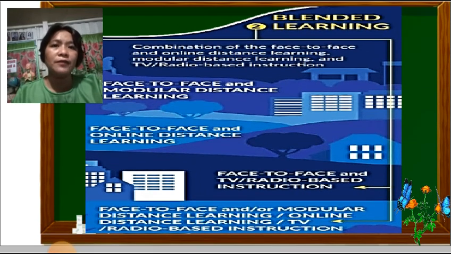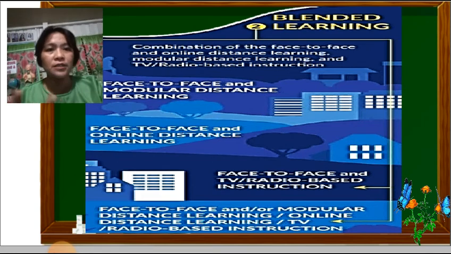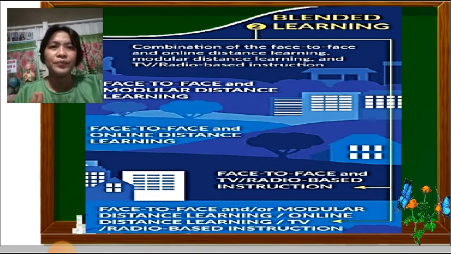We have face-to-face or modular and online distance learning. We have the synchronous, like face-to-face and radio-based instruction on air also. You can use the TV, but face-to-face is limited. We have face-to-face and/or modular distance learning with online distance learning and television and radio-based instruction. It is the same as distance learning, but they are not going to use face-to-face.